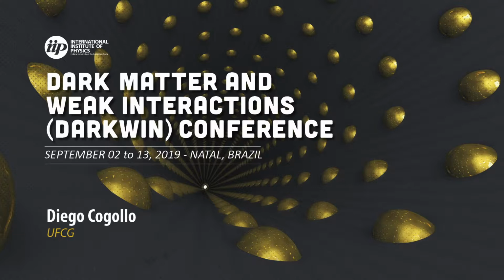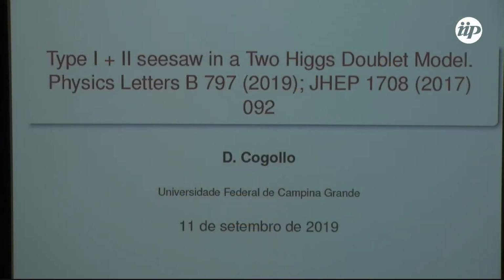Okay, today I'm going to talk to you about the Type-I plus Type-II seesaw mechanism in a two-Higgs doublet model. And this kind of model is a two-Higgs doublet model with an extra U(1) gauge symmetry. This talk is based on these two papers. The motivations to work with two-Higgs doublet models with an extra U(1) gauge symmetry, among others, are these ones.